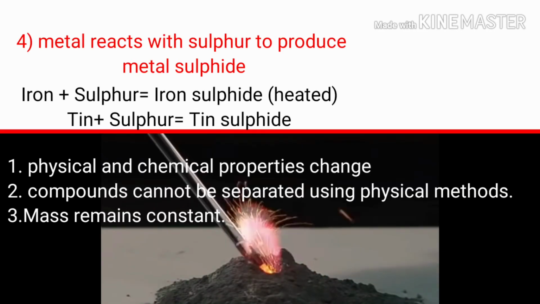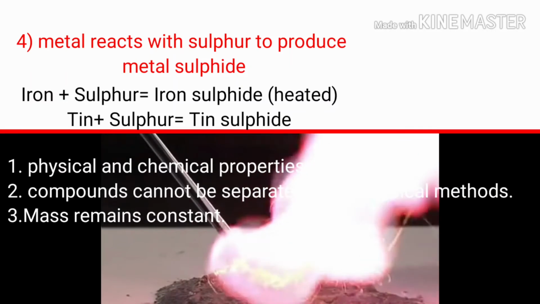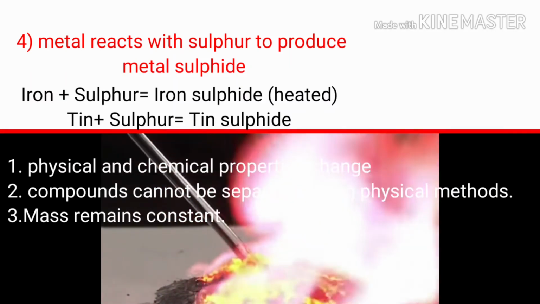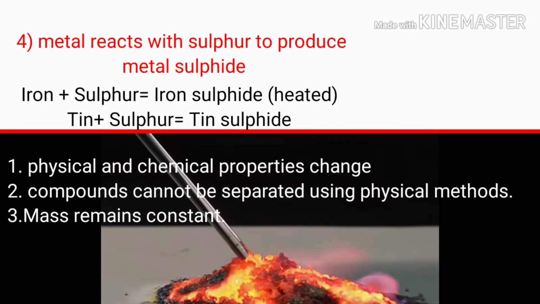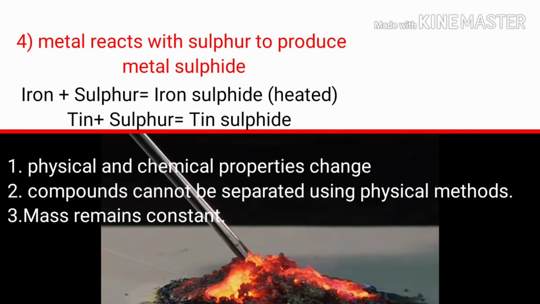好，最后一个 example，metal reacts with sulphur，这硫磺 to produce metal sulphide. For example, iron reacts with sulphur to produce iron sulphide，就是你要加热过后，它就变成 iron sulphide. Tin reacts with sulphur to produce tin sulphide.